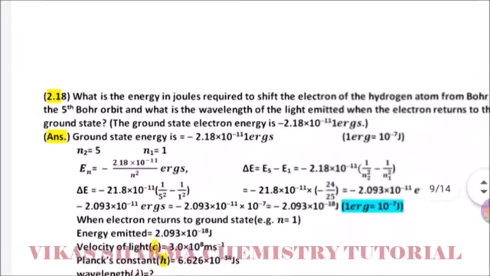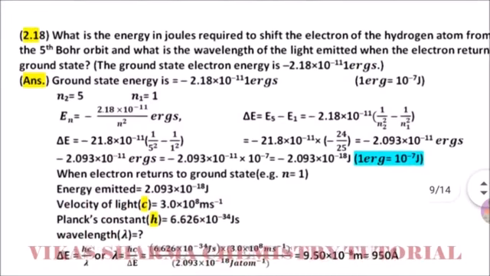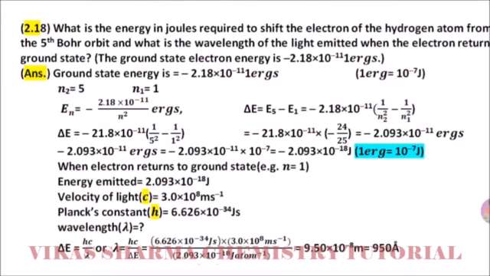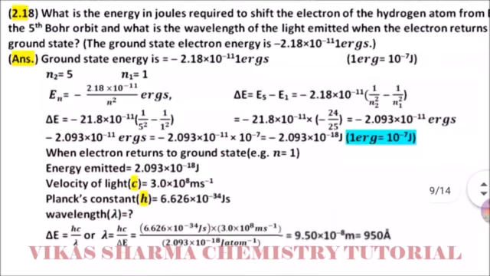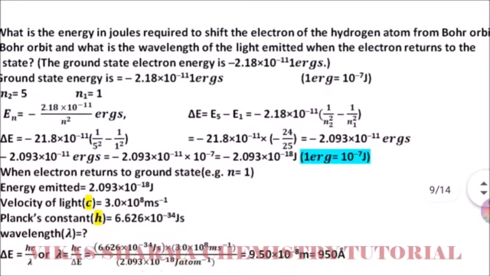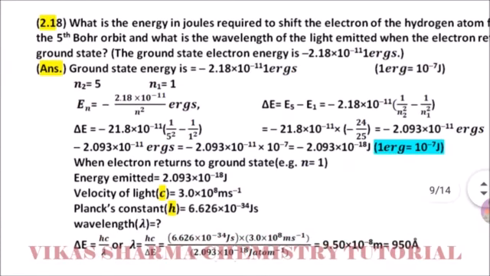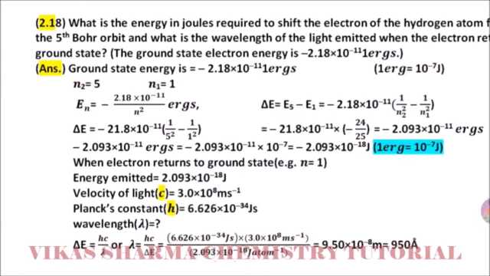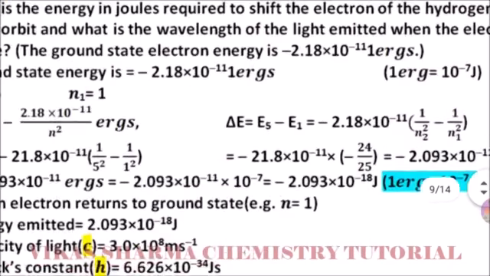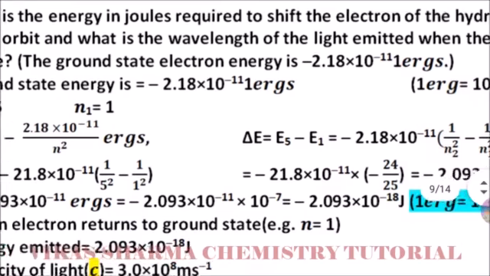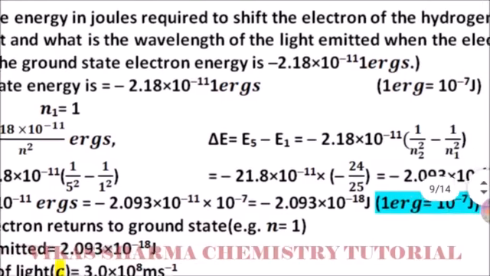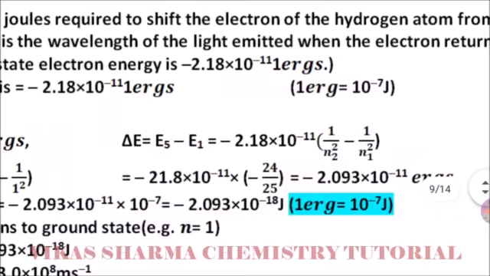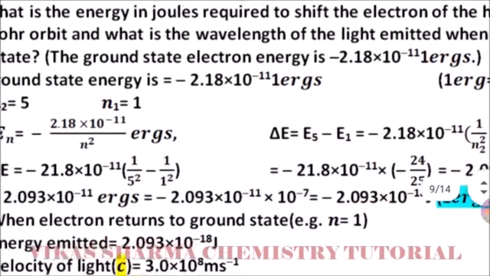The next question is 2.18. The question is, what is the energy in joules required to shift the electron of the hydrogen atom from the first Bohr orbit to the fifth Bohr orbit, and what is the wavelength of the light emitted when the electron returns to the ground state? The ground state electron energy is minus 2.18 into 10 to the power minus 11 ergs. So ground state energy is equal to minus 2.18 into 10 to the power minus 11 ergs. 1 erg is equal to 10 to the power minus 7 joule.